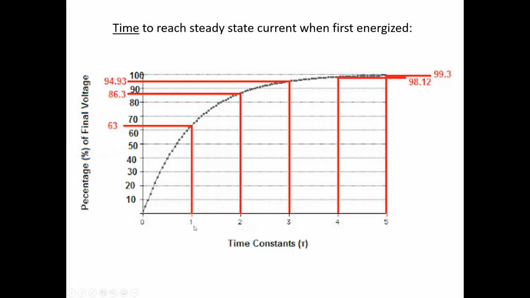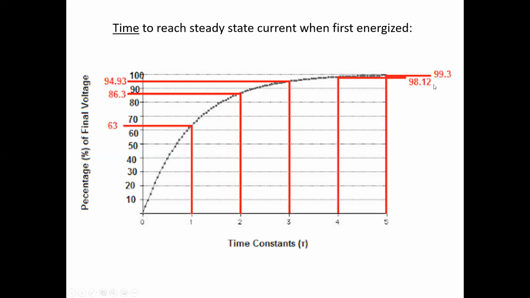At the first time constant, the current will have reached 63% of the steady state value. At the second time constant, it will have reached 86.3%. At the third, 94.93%. At the fourth, 98.12%. And at the fifth, 99.3%. The significance of these percentages is that they are the same for every single situation. There are a number of different ways we can calculate what the current will be at each of these time periods, which I'll show in a different presentation.